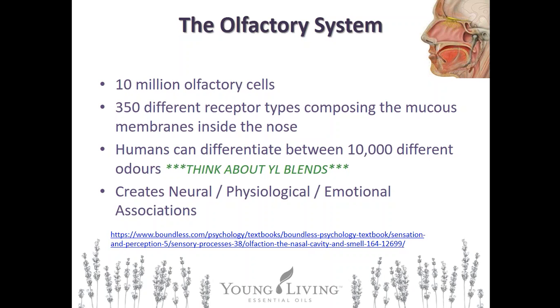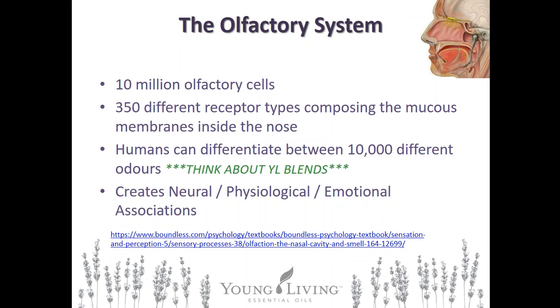There are 350 receptor types composing the mucous membranes inside the nose. So there's not much we can miss scent-wise. And that goes from dirty socks to roses. So, we're very adept as human beings at perceiving our world through the sense of smell. Human beings can differentiate about 10,000 different odors.